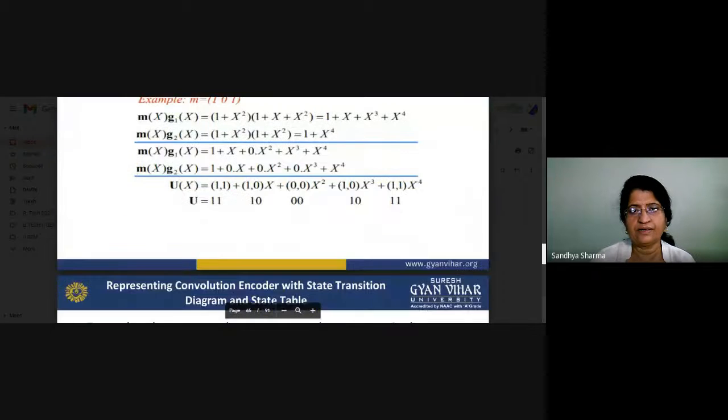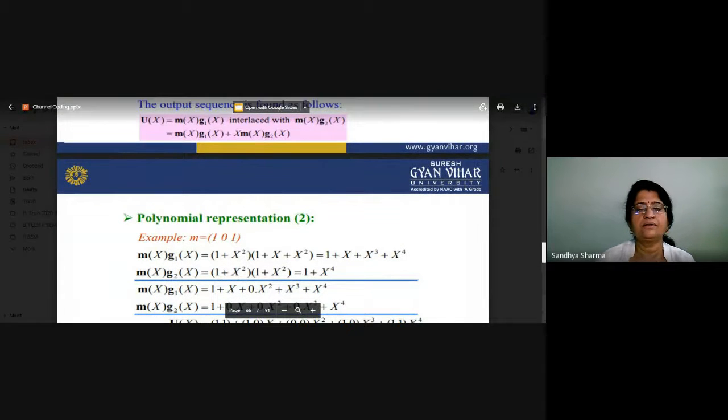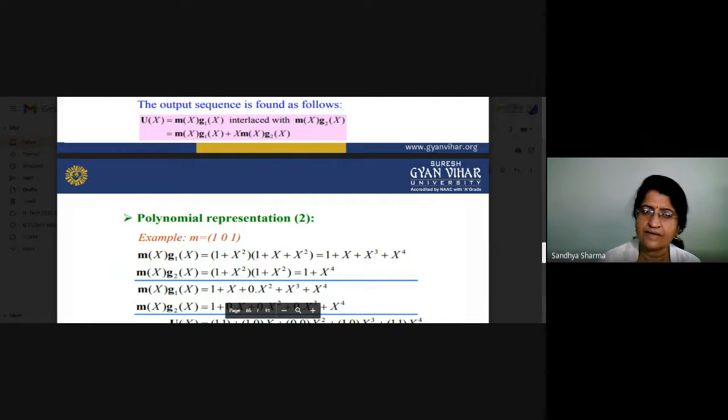Now we will switch a little bit. In this way, by using the polynomial order, we can calculate the encoded output.